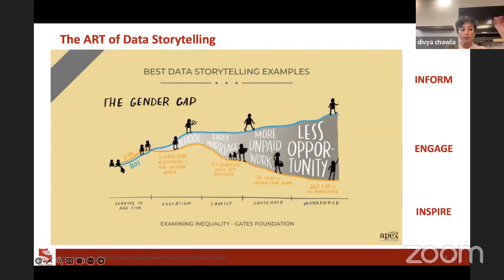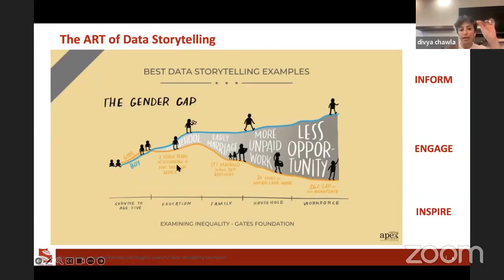So both the girl and the boy child start their journey together. They need to survive till the age of 5, because the African continent is also plagued with a lot of other problems and the survival rate of children is much lower. But once they cross that stage, the different phases kick in, right? So they've weaved it through education, family, household, and workforce.